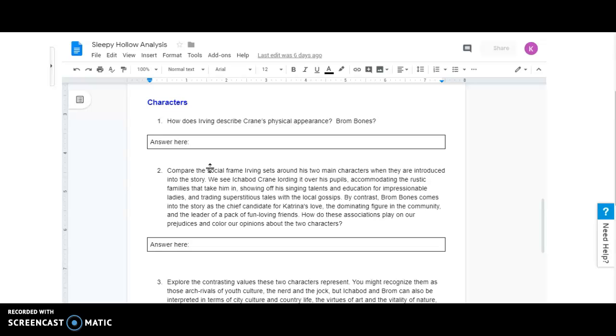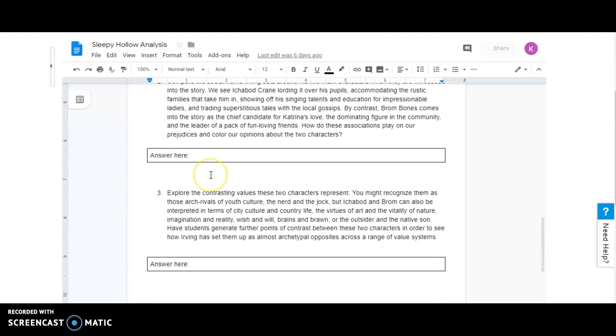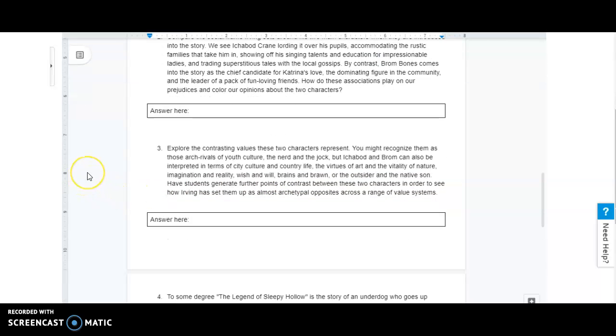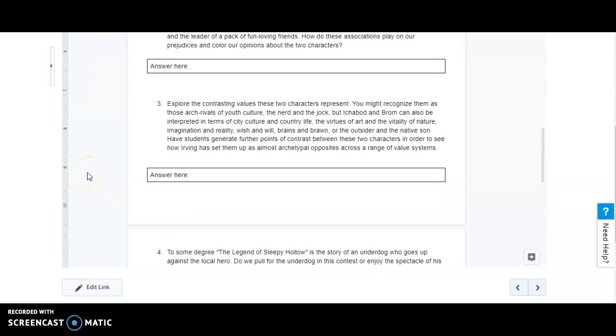So how does that influence you as the reader? And how does that play into our own thoughts of who would be the winner and who would be the person who would not get the girl at the end, basically? And then we're going to extend it even further.